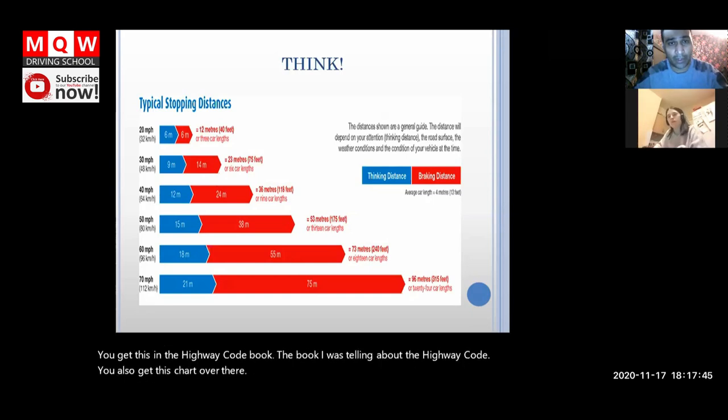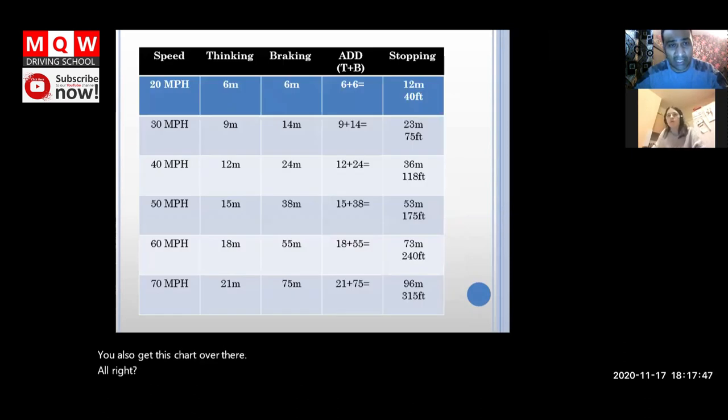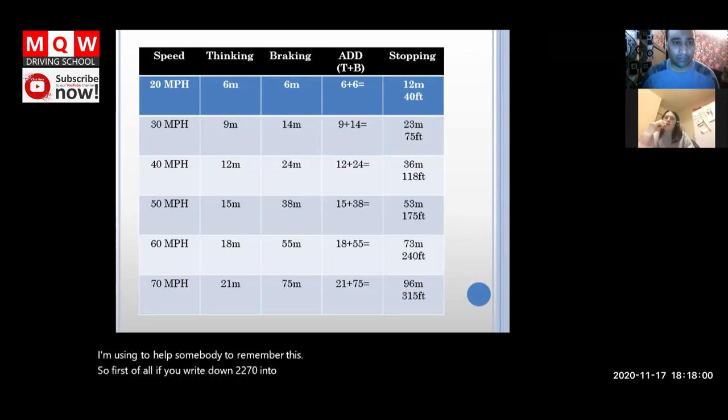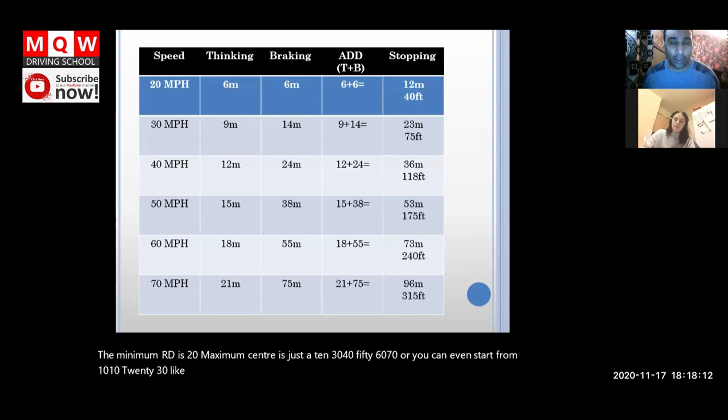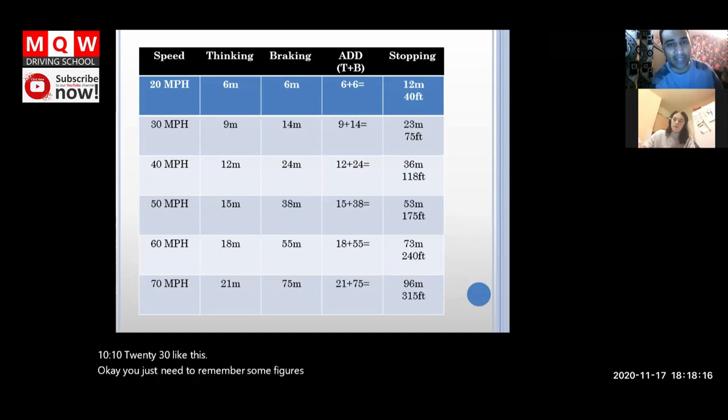So this is a simple example I'm using to help you remember this. First of all, write down 20 to 70 in column number one like this. The minimum road speed is 20, maximum 70. So you just say 10, 20, 30, 40, 50, 60, 70. You just need to remember some figures and automatically you can cover the other figures easily.